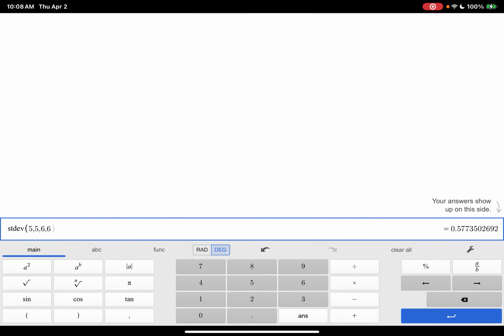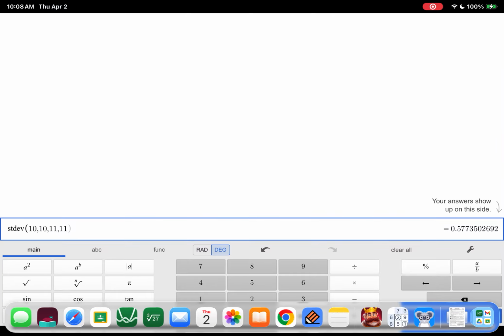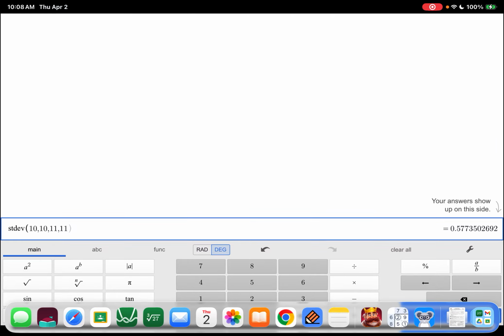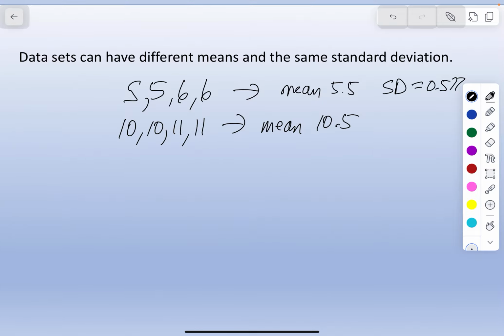Let me check. I can't guarantee that my thought is right, but I think 10, 10, 11, 11. Oh, same exact standard deviation. Because their spread from that average is the same. So the same standard deviation. Okay.